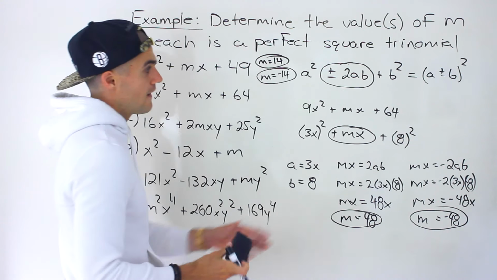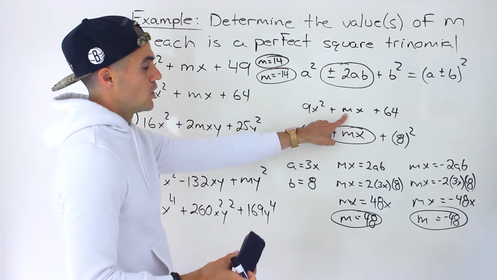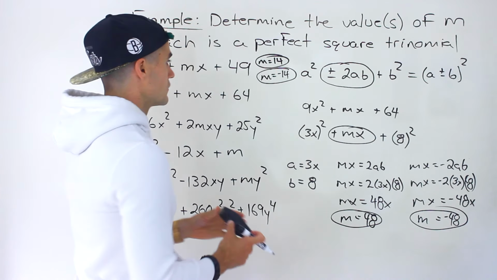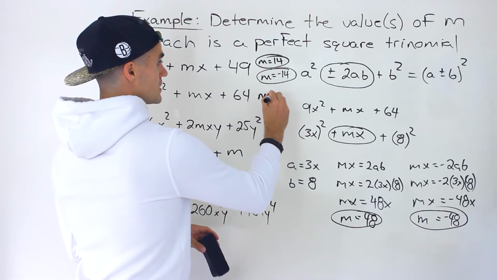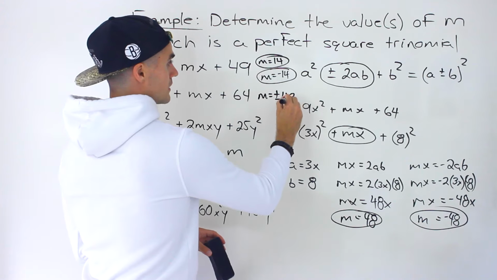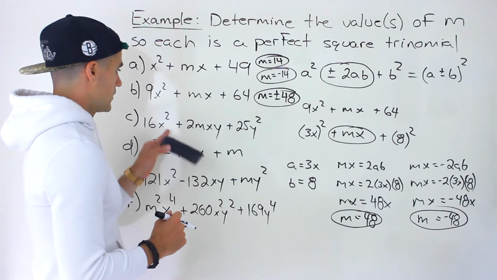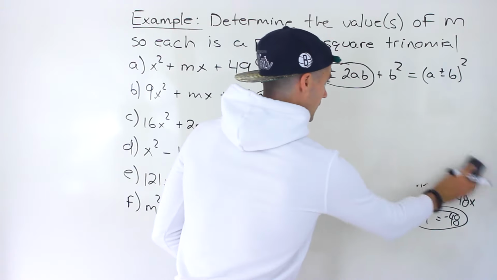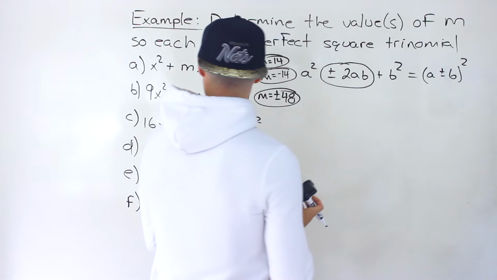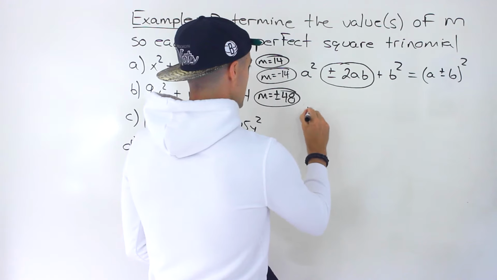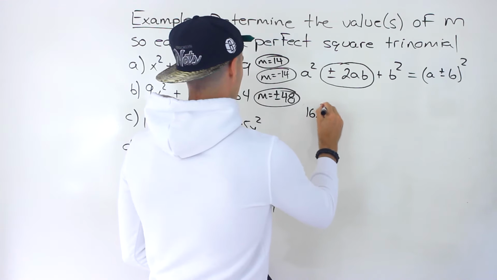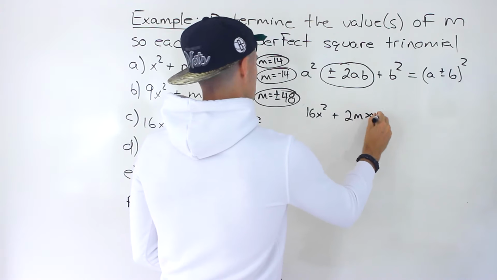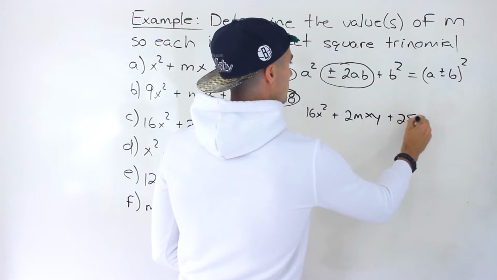So if this m value is positive 48, or if it is negative 48, that would give us a perfect square trinomial. So that's going to be the solution over here. We'll have plus or minus 48. Moving on to part C. Here, where is the m value? It's in the middle again, but notice that there's a little bit more added over here. But it's not a big deal. Don't let this all confuse you.